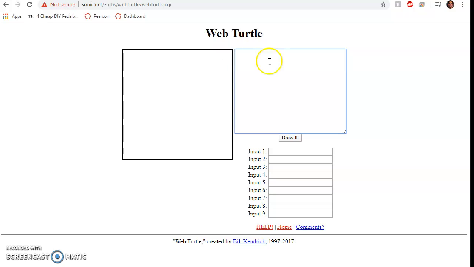But yeah, basically we have WebTurtle here. It's an IDE. We put our code in this box over here, and it can read inputs down here. So I'm going to showcase both skills in the same video, both branching and looping.